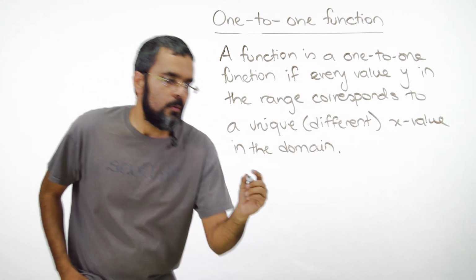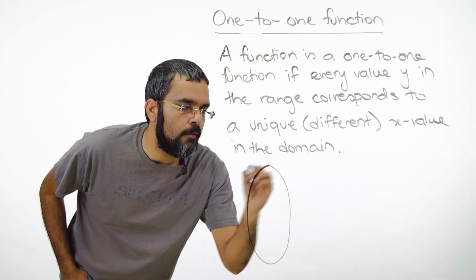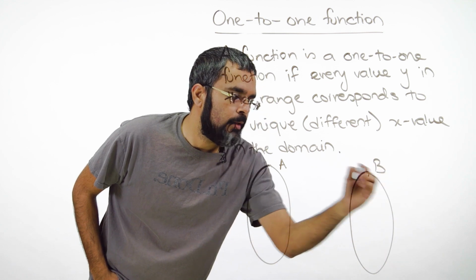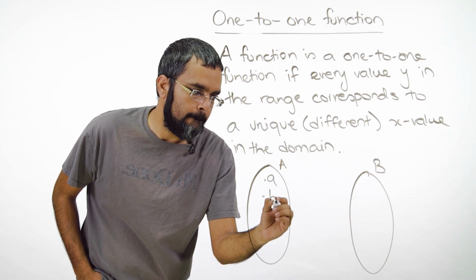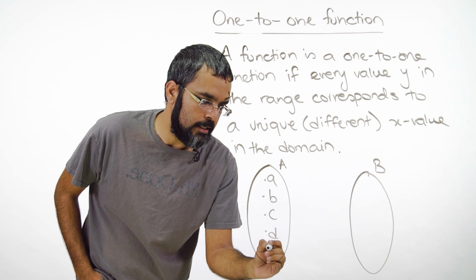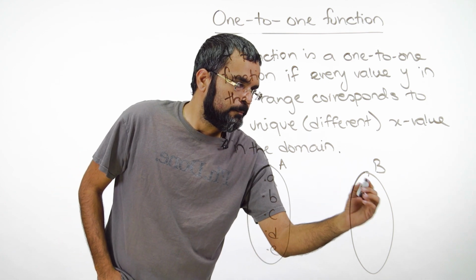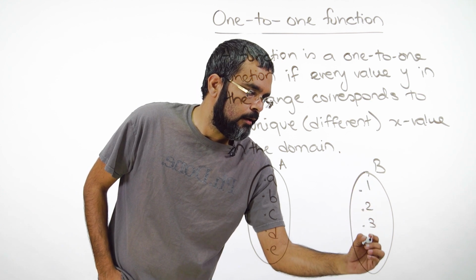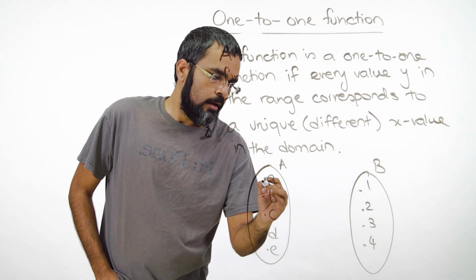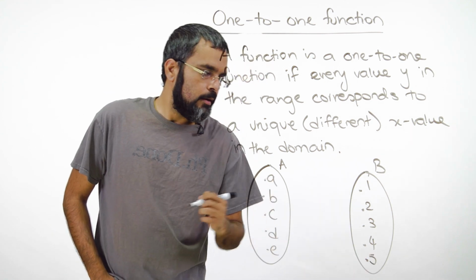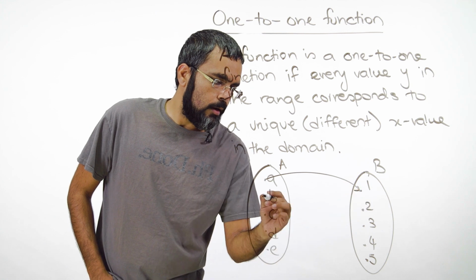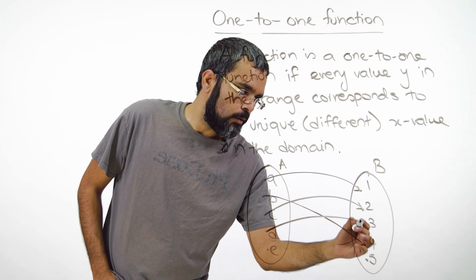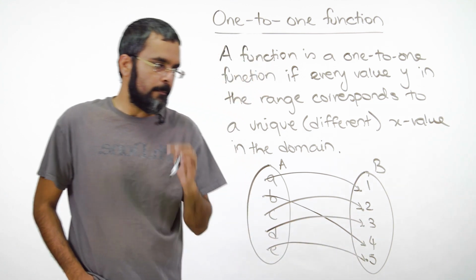Okay, so think about our drawing for functions, right? We had, say, a set A, and then we had another set here, say B, and say this is A, B, C, D, and E. Now, I have, say, 1, 2, 3, 4, and say 5, okay? So let's say I had A going to 1, B was going to 4, C was going to 2, D was going to 3, and E was going to 5.